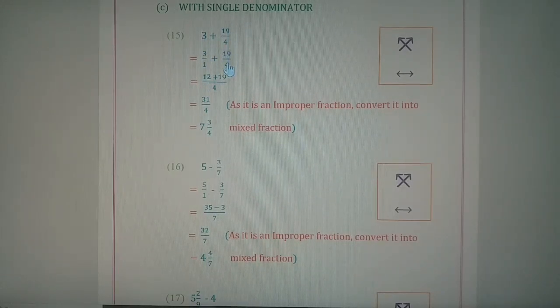And this 19 upon 4 we copy. So 3 can be written as 3 upon 1 while 19 upon 4 we copy. Now if we observe, both have become fractions. 3 has become the fraction 3 upon 1 and 19 upon 4 we write as it is. Now if we observe, the denominators are different. So the best way to solve the addition of two fractions having different denominators is the cross multiply method.